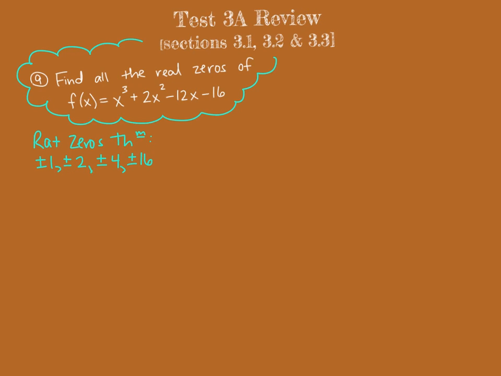And 8, goodness. Maybe I should list them in a different order. Okay, there we go. So I think that's all. That's all the factors of 16. And again, they're all over 1.